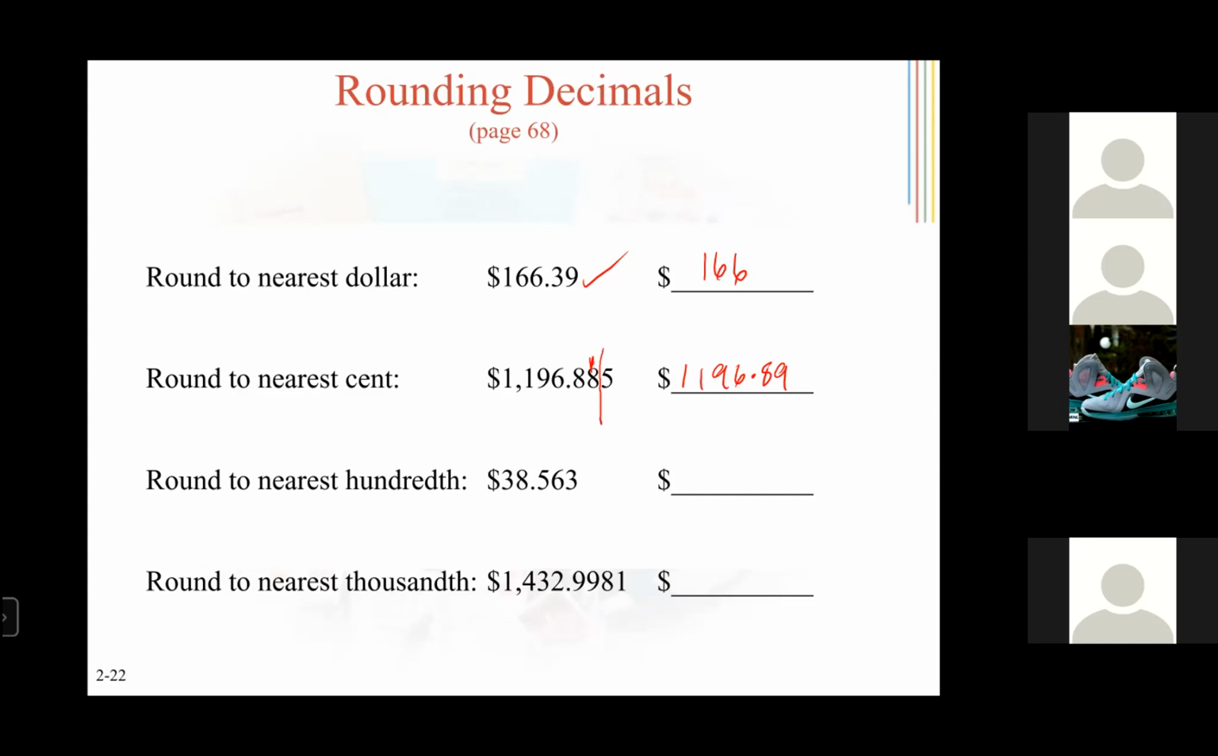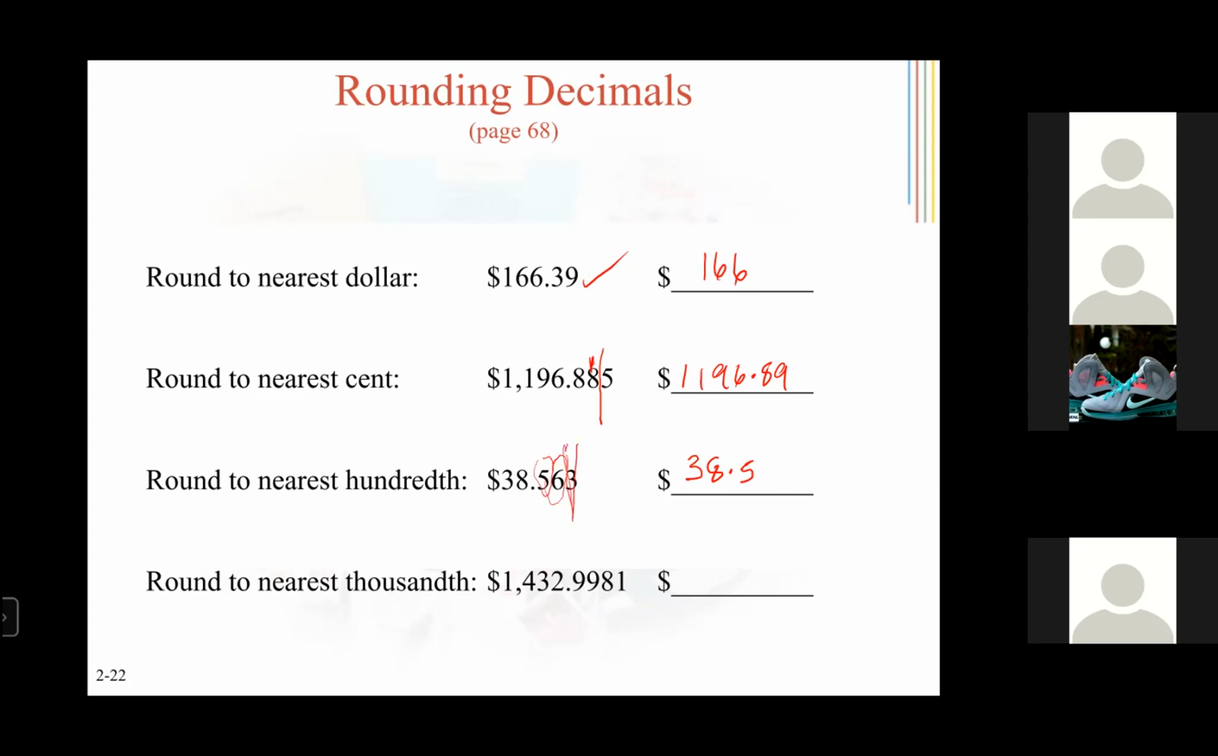That would be $38.55. Why do you say 5? The 5 is in what place? The ones, the tens, the tenths. Okay, the 6 is in the hundredths, so you want to go to the nearest hundredth, so you're going to stop right there.